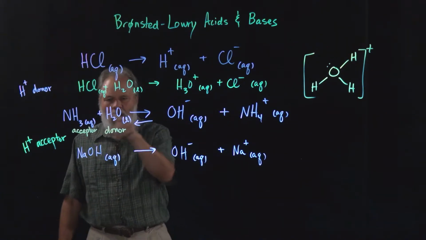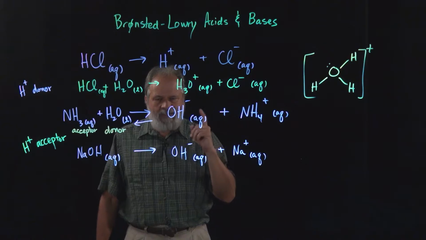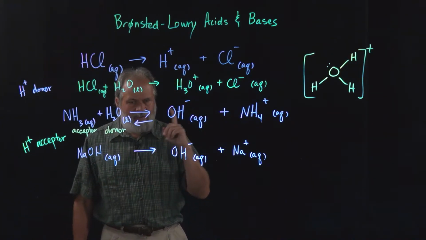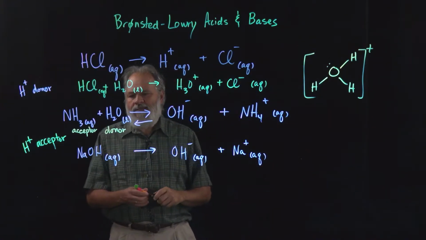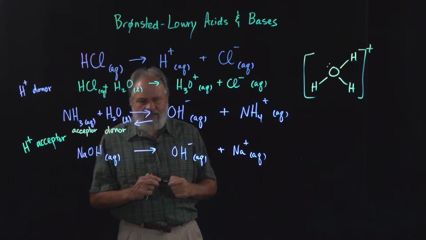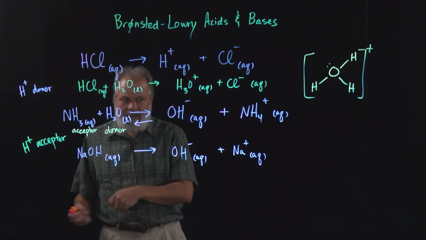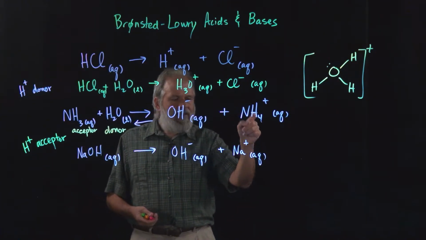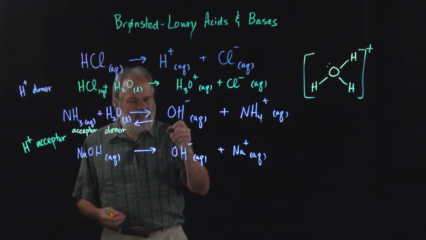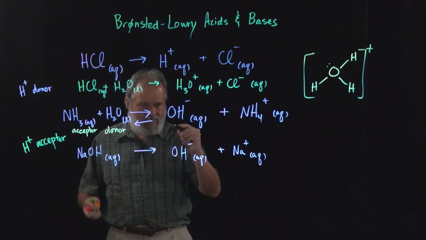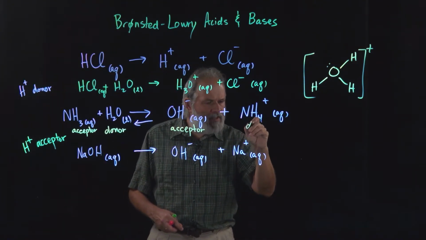This is what you can always do with the Bronsted definition. You must always have an acceptor and a donor, because if it's donating, somebody's got to accept it. Now this is a reversible reaction, which means that the reverse reaction can occur by giving the proton back to where it came from. So NH4 plus can give up its H plus back to hydroxide to make water. When it does that, for the reverse reaction, this is the acceptor and this is the donor.